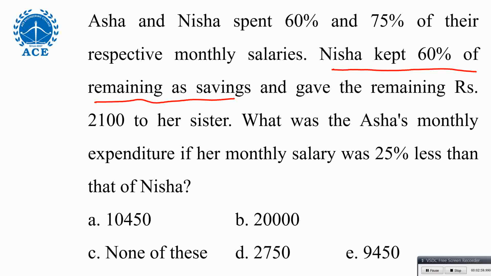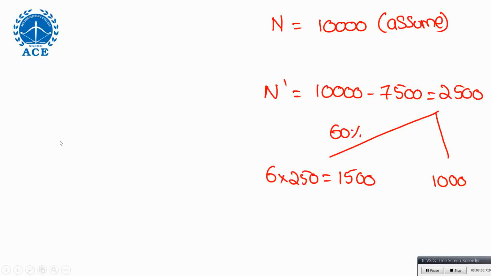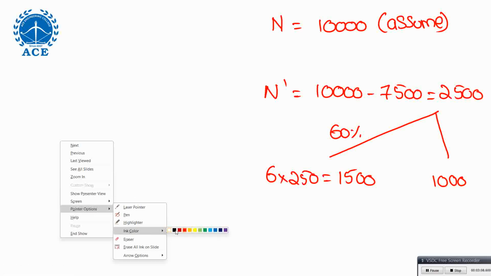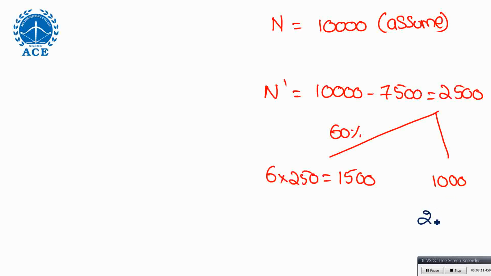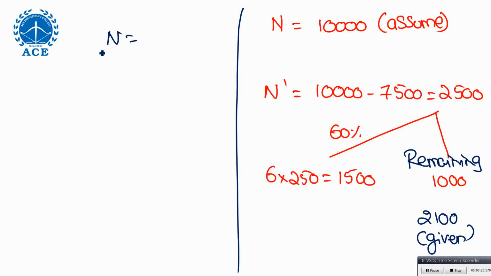I took 10,000 and finally I was left with 1,000 rupees. But in the question, the remaining amount given to the sister at the end is 2,100. So my assumption is wrong. Now, what is Nisha's exact salary? I have to correct my assumption. How to correct it? 10,000 gave me 1,000. So the correct salary is 21,000. Nisha's correct salary is 21,000.